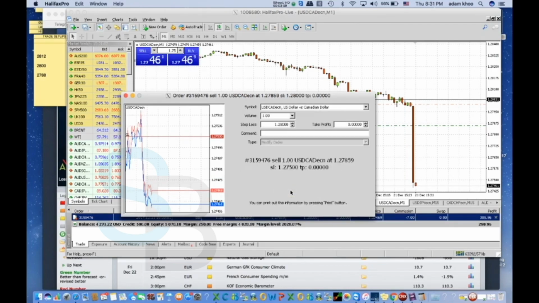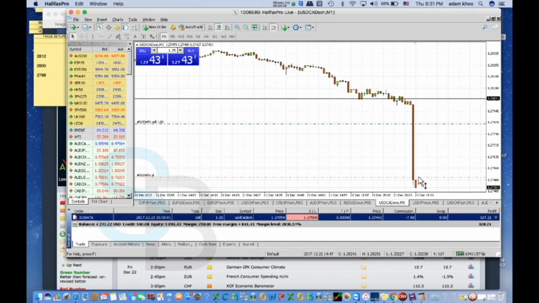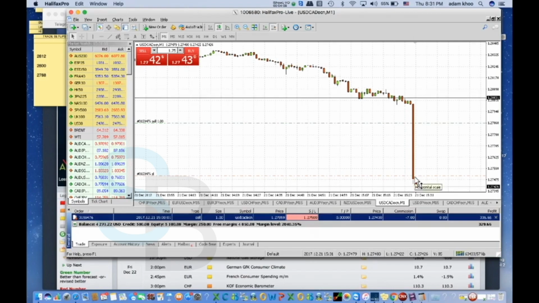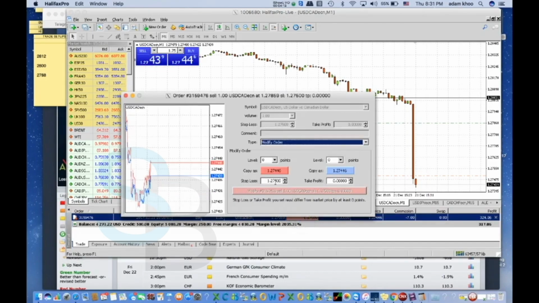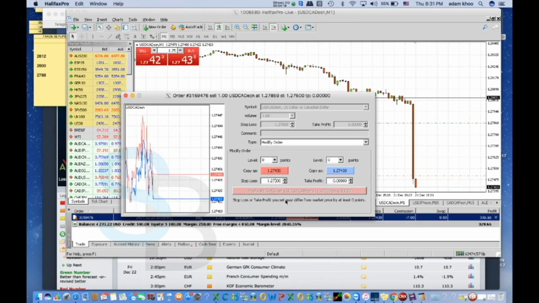Okay, so I've put my stop loss at 1.2750. That's my stop loss. So if it keeps going down, I'm going to make more. If it goes up, I'll stop out at 1.2750. It's going down some more, so I can lower my stop loss even more to 1.27... maybe 1.2755. I'll just leave my stop loss there.